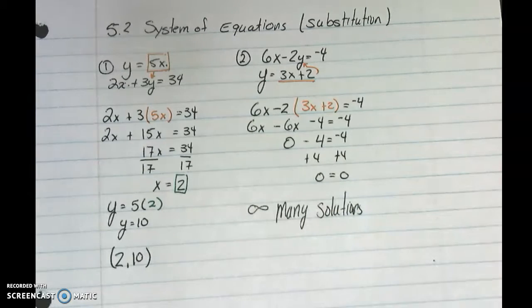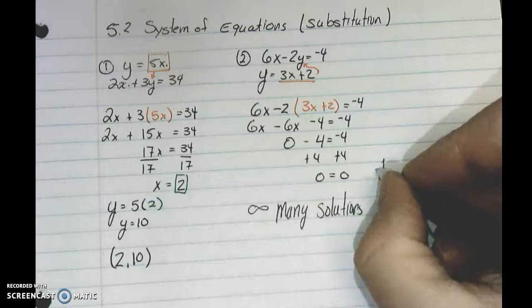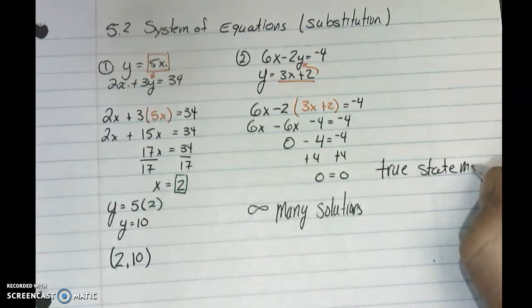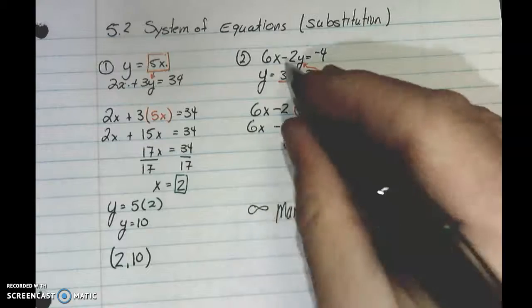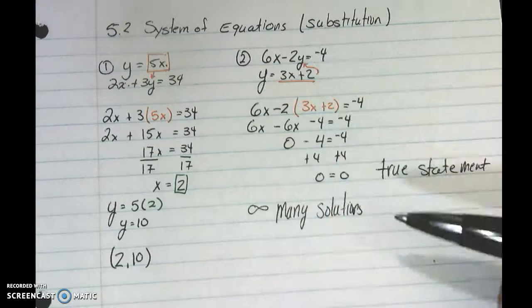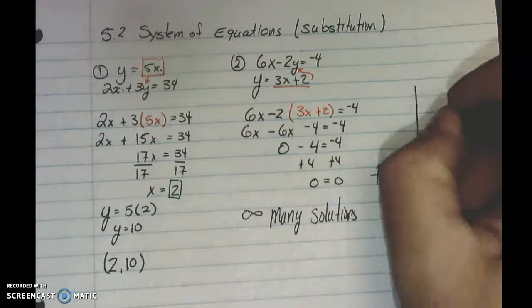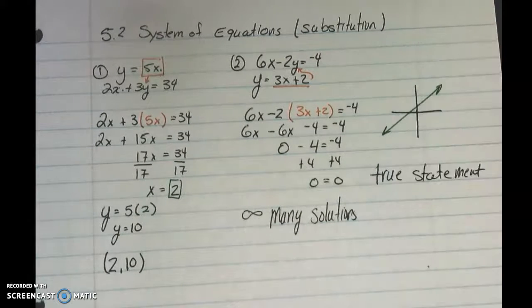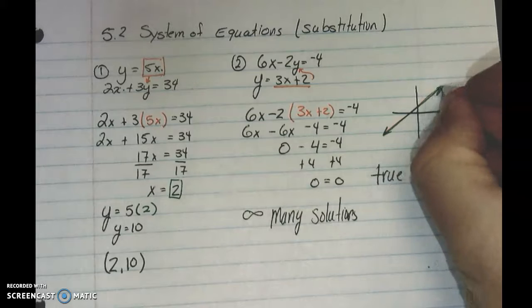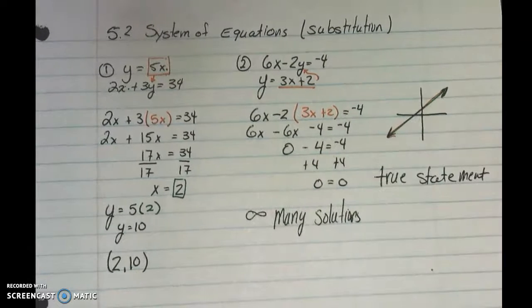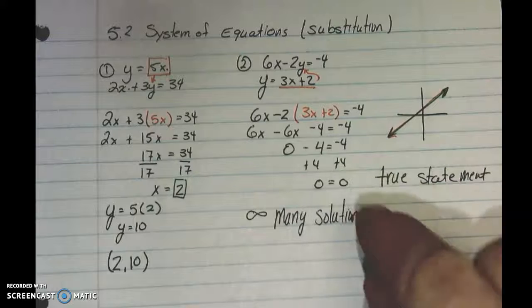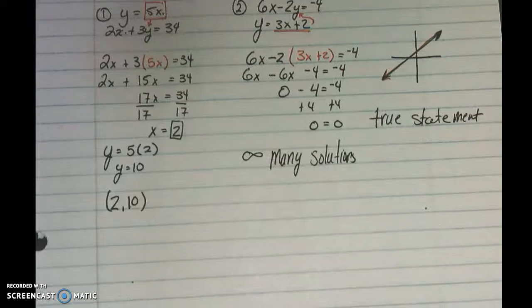Okay? Because this is a true statement, we know that these will be lines that are stacked right on top of each other. So it would look something like this. We would have this and then the one right on top. Okay, so that's how we know that's an example of many solutions: when we get a true statement.